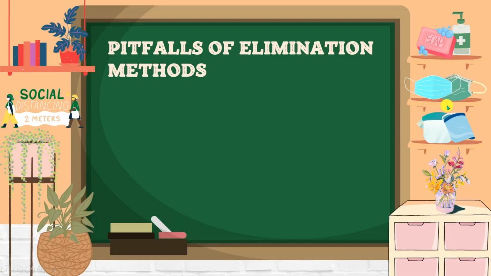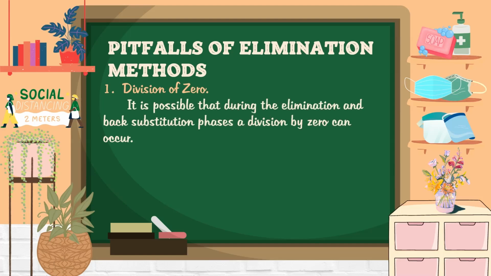Continuing our discussion, we will now move to pitfalls of elimination methods. The first pitfall of elimination methods is division by 0. It is possible that during the elimination or back substitution phases, a division by 0 can occur.